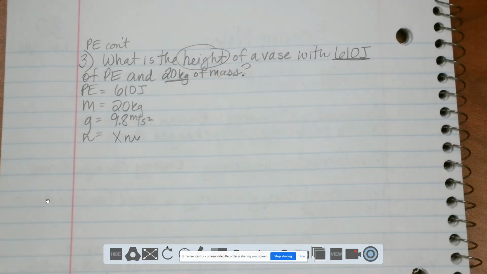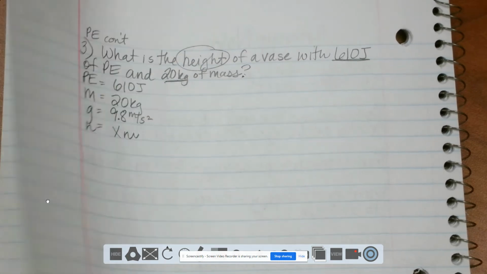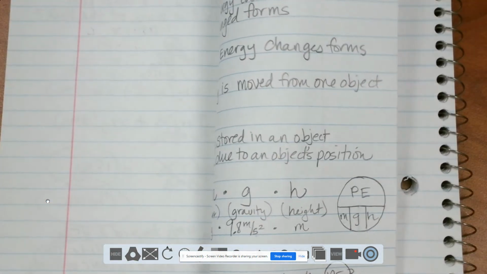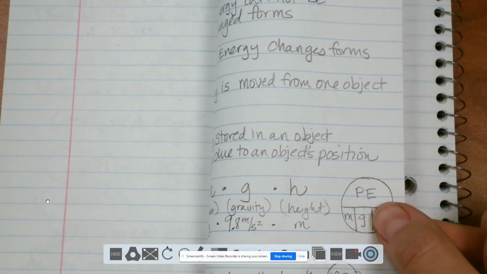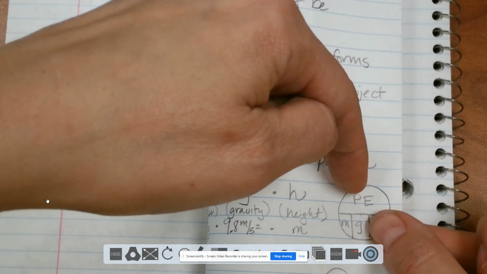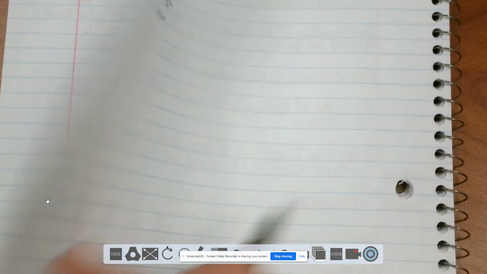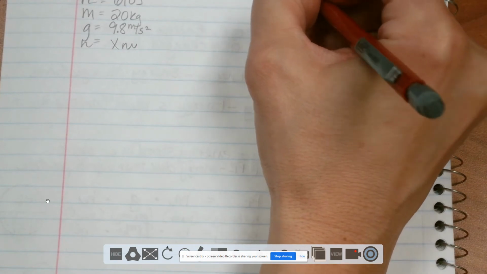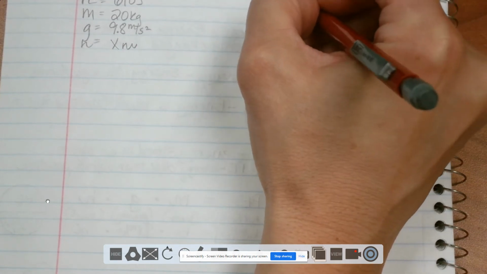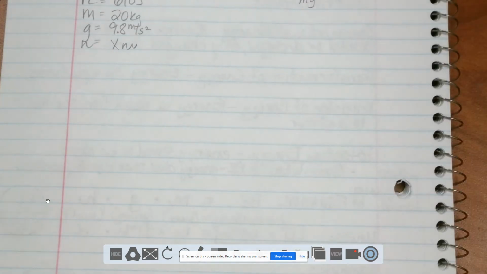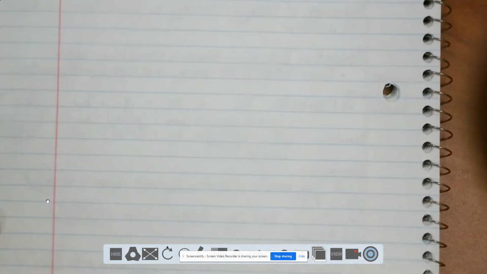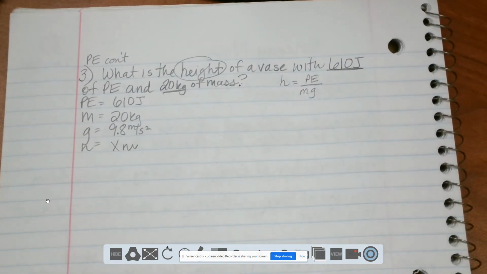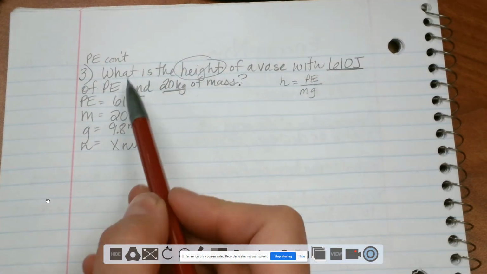All right, so again, the circle is going to help me. I'm going to fold this over just so you guys can see the circle. If I'm looking for height, I cover up the H, and I get potential energy on top, mass and gravity on bottom. I'm just going to write it down here so I remember. Height equals PE on top, mass and gravity on bottom. Oops, you can't see what I'm doing. Wrong way again. There it is. Okay, so now I have an equation. I have variables. I'm going to plug them in.